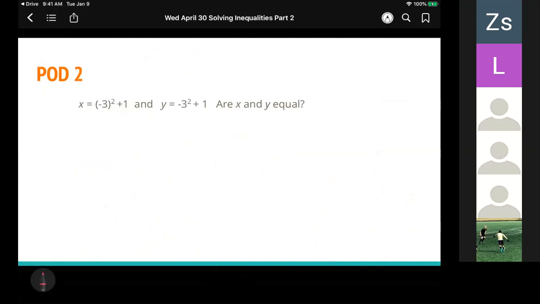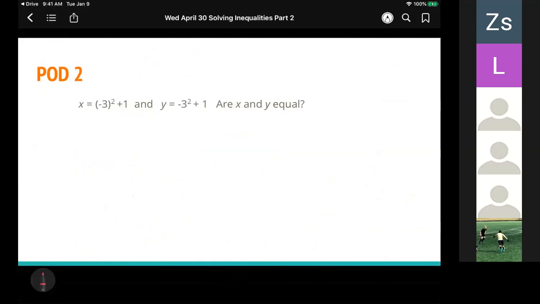Are these equal? We've got x is equal to the quantity -3 squared plus 1, and y is equal to the opposite of 3 squared plus 1. Are these two things equal?